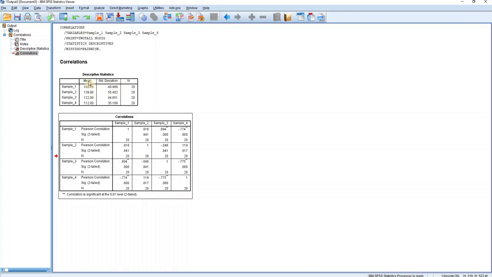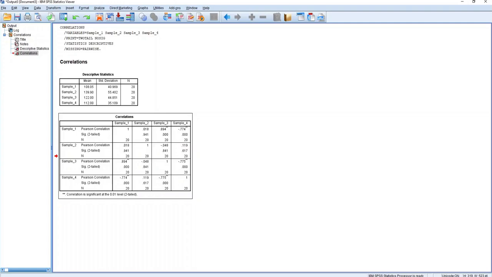As you can see, the results have been produced in 2 different tables. The first table is the descriptive statistics table and the second table is the correlation table. The descriptive statistics table highlights the mean, the standard deviation, and the sample sizes of the variables. As you can see, all the sample variables have equal sample sizes of 20 each, which indicates that there were no missing values in the dataset. You can take the results of the mean and standard deviation and put them in the body of your work because such information is very important.